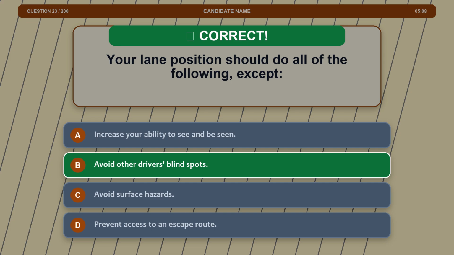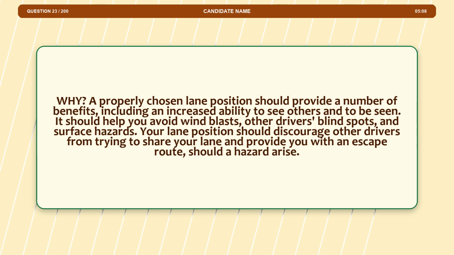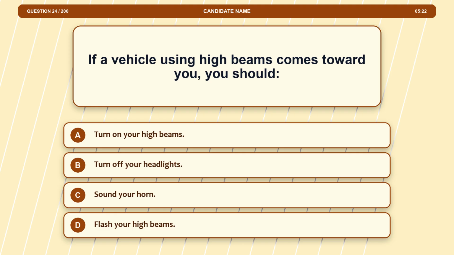The correct answer is option B, avoid other drivers' blind spots. Explanation. A properly chosen lane position should provide a number of benefits, including an increased ability to see others and to be seen. It should help you avoid wind blasts, other drivers' blind spots, and surface hazards. Your lane position should discourage other drivers from trying to share your lane and provide you with an escape route should a hazard arise.